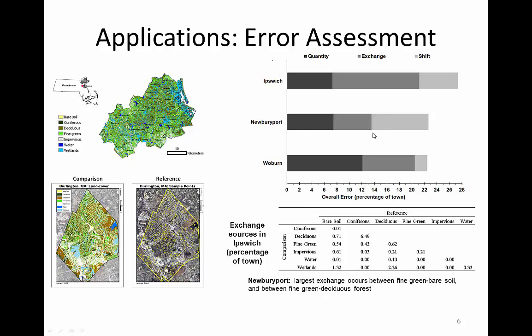At the category level, in Ipswich there are several categories contributing to exchange, with the largest exchange occurring between deciduous forest and coniferous forest. In Newburyport, the 2 largest exchanges occur between fine grain and bare soil, and between fine grain and deciduous forest.